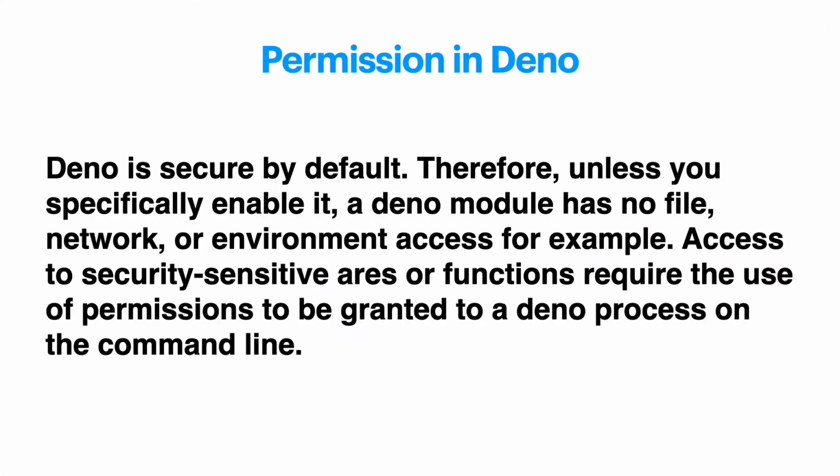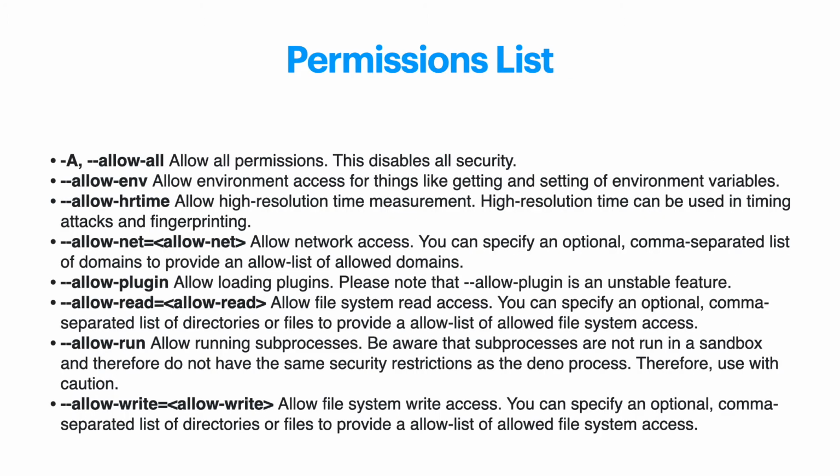Permissions in Deno. Deno is secure by default. Therefore, unless you specifically enable it, a Deno module has no file, network, or environment access, for example. Access to security-sensitive areas or functions requires permissions to be granted to a Deno process on the command line. Here are some examples of permission options you can give.